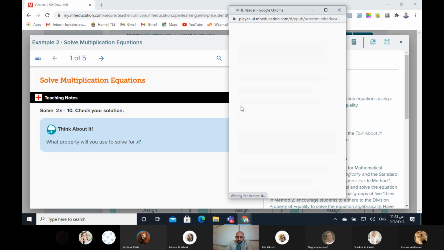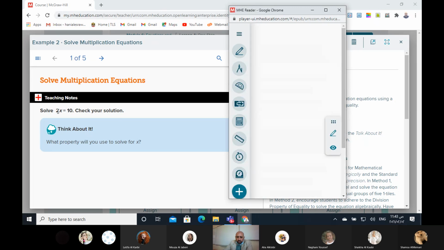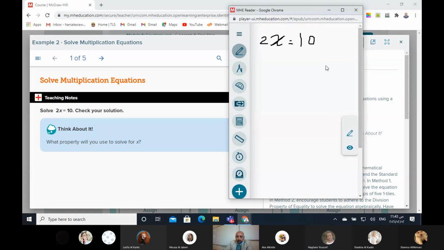Now we have this question. Solve 2x equals 10. Then check your solution. What is the name of this form? 2x equals 10. What is the name of this form? Equation. Equation. Great.